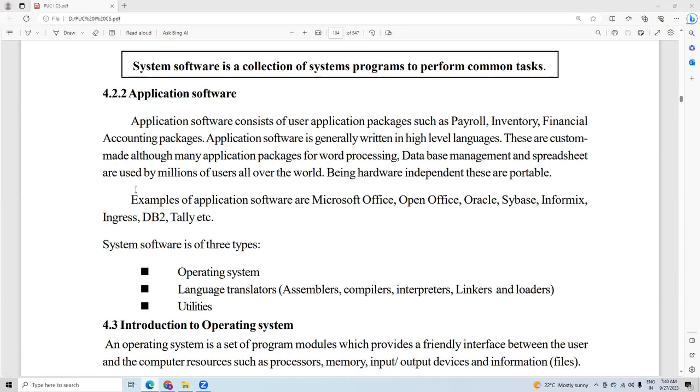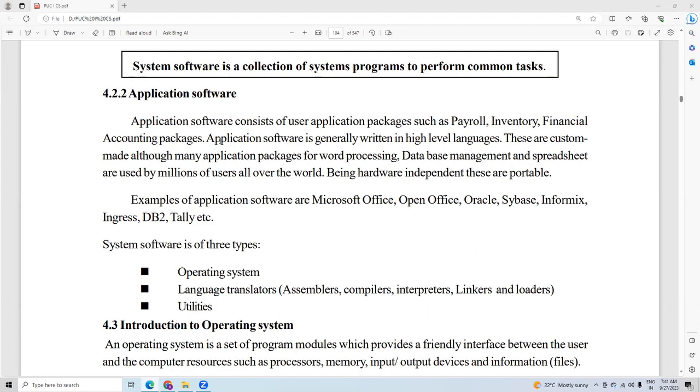Those softwares we call application softwares, right? So these are user-oriented programs. Application software consists of user application packages such as payroll, inventory, and financial accounting packages. Application software is generally written in high-level programming languages. These are custom made as per the requirement. Although many general packages are also there, like word processing, database management, and spreadsheet, which are used by millions of users all over the world, right?